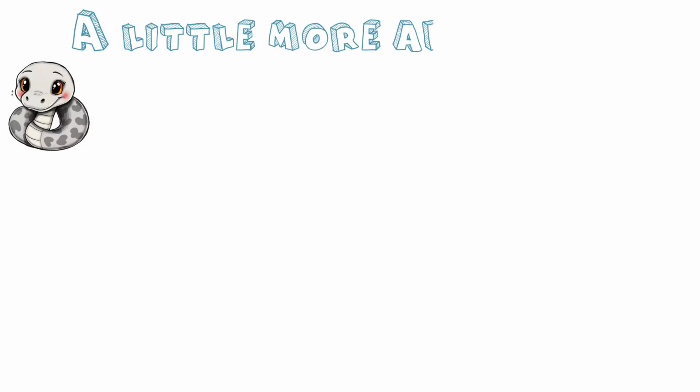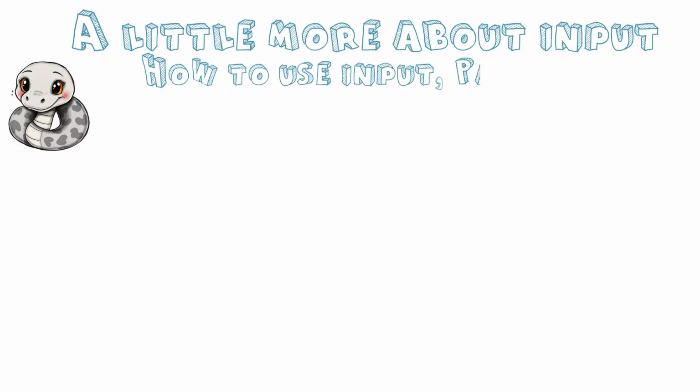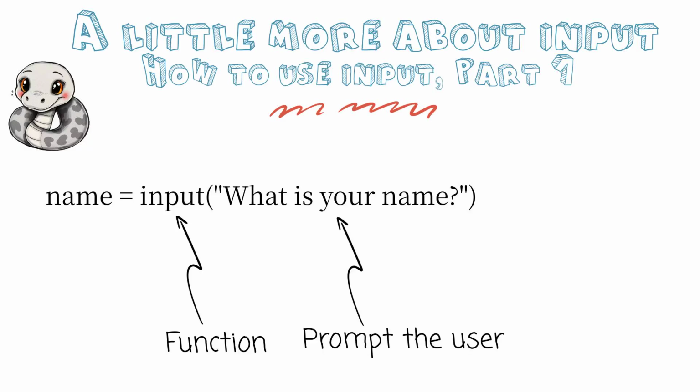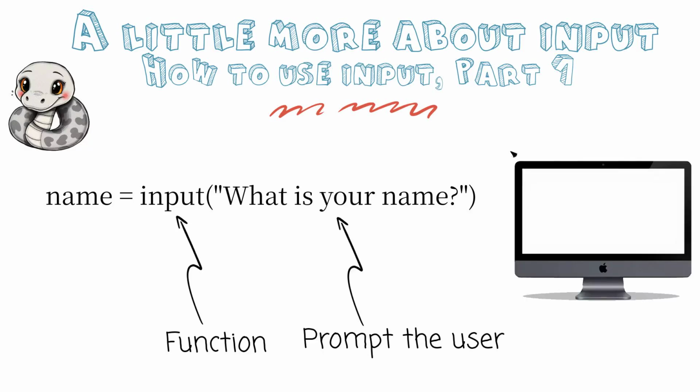Input is a little special. Its primary function is to give the user of your program the ability to respond to prompting. That means the input function needs to be able to prompt a user. To do that, it has the ability to print a question to the computer screen. It also has the ability to read from the keyboard what the user responds.